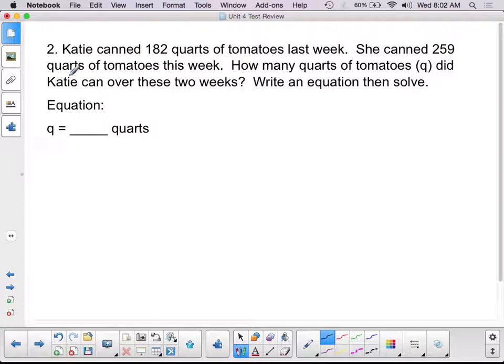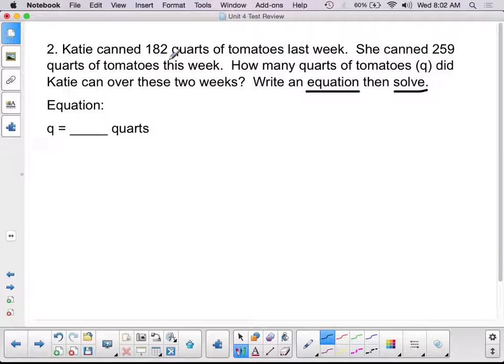All right, let's look at problem number 2. Katie canned 182 quarts of tomatoes last week. She canned 259 quarts of tomatoes this week. How many quarts of tomatoes, Q, did Katie can over these 2 weeks? Write an equation, then solve. So make sure you always read the directions carefully. There's 2 parts to this. We need to write an equation, and then we need to solve it.